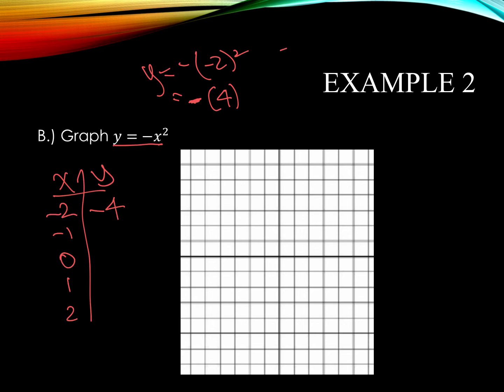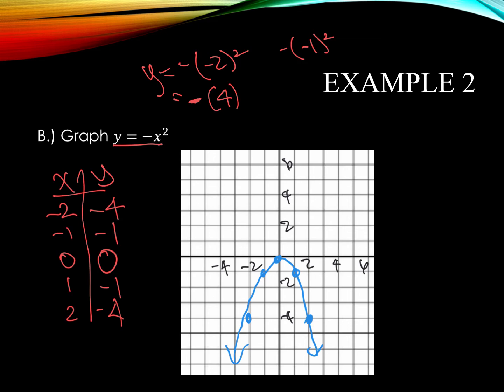Then I'm going to plug in the -1. Well, that's really -1 squared. So -1 squared is a +1, but I multiply it by a negative, so I end up with a -1. When I plug in 0, I get 0. When I plug in a 1, I'll get a -1. And when I plug in a 2, I'll get a -4. And again, I'm just going to plot my points. So once I have my points plotted, you can see that I get the shape of an upside down U now.